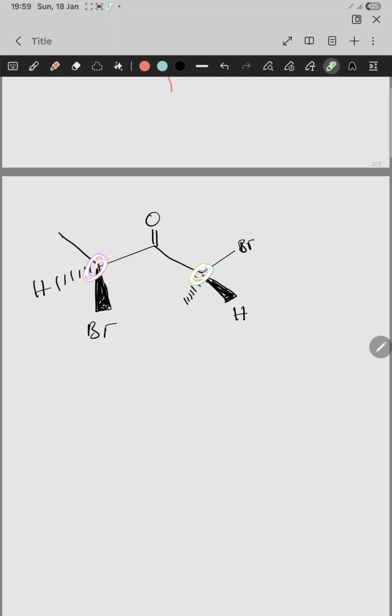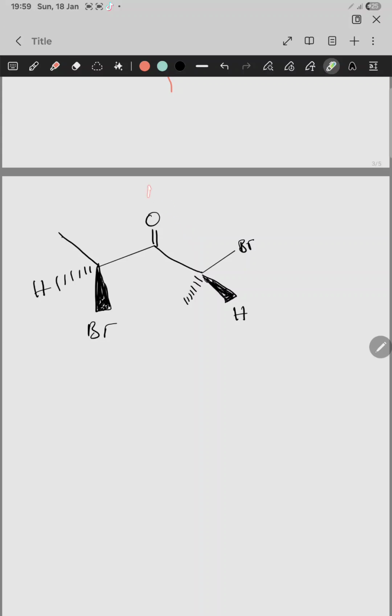What is a chiral center? A chiral center is an atom having 4 different atoms attached to it. So here you have a methyl, a hydrogen, and a bromine. Here also you have the same bromine, hydrogen, and methyl.